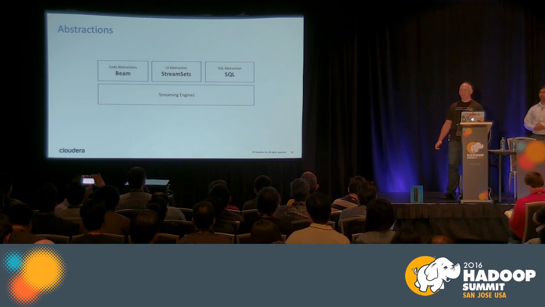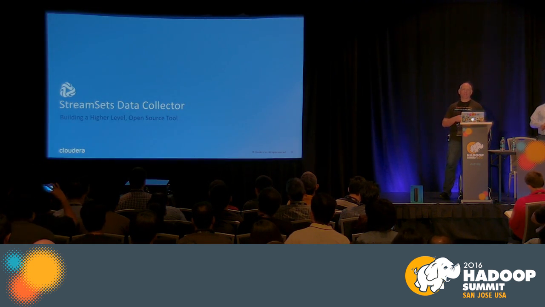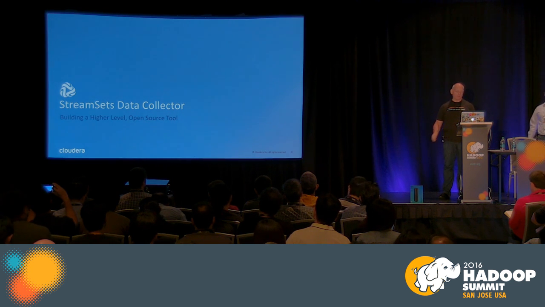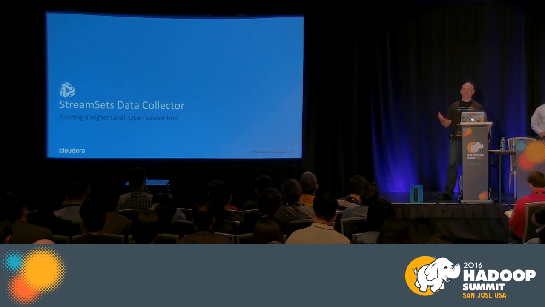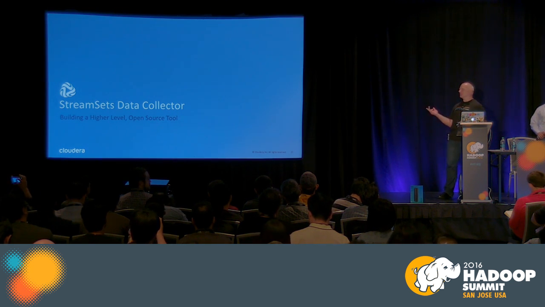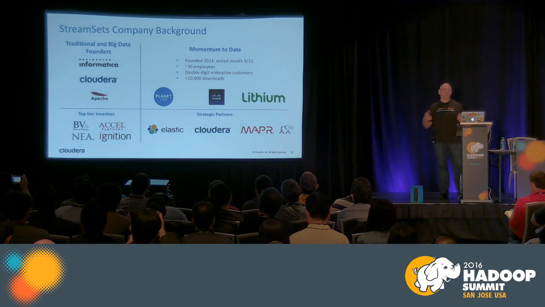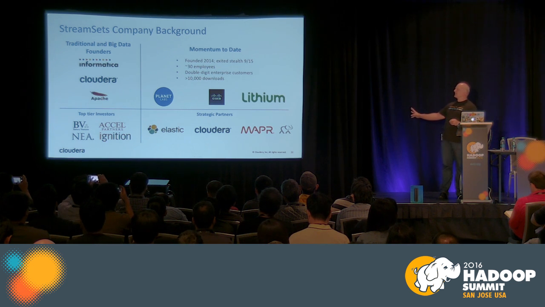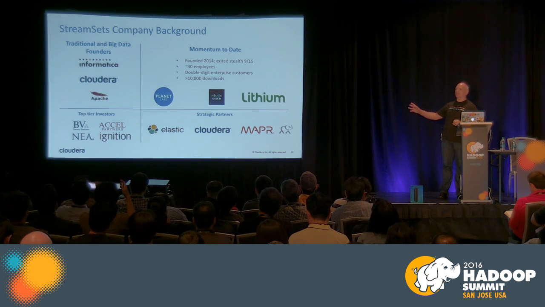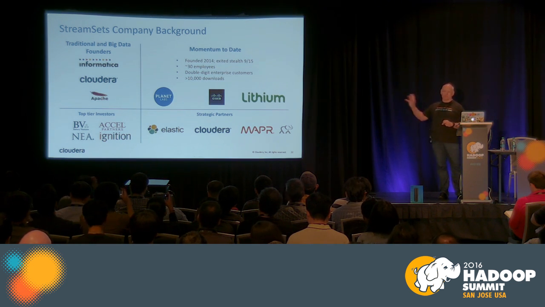So as Anand mentioned, Streamsets is open source. The name of the product is Streamsets Data Collector, so Apache 2 license. And the name of the company is also Streamsets. And I'm not going to spend much time on this slide. You can go to our website. You can go to Crunchbase for all of this information.